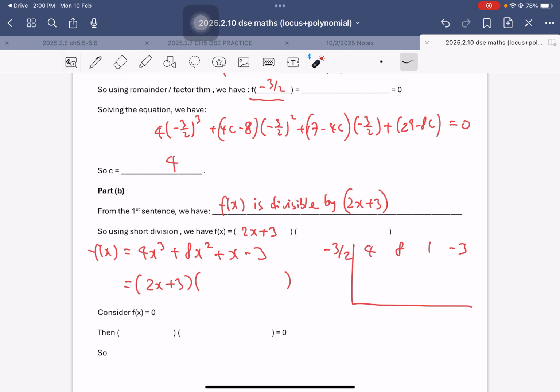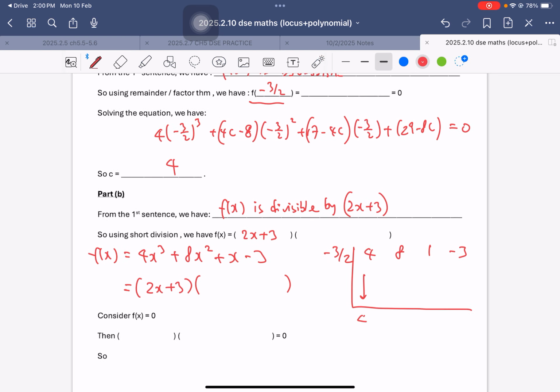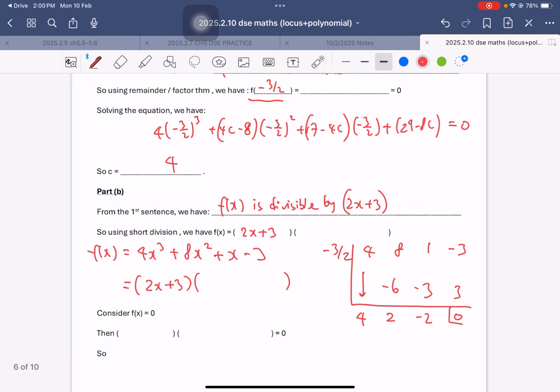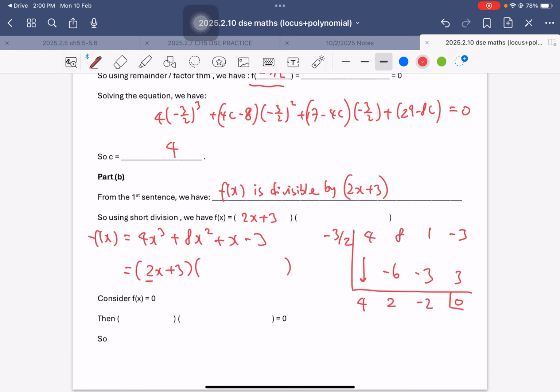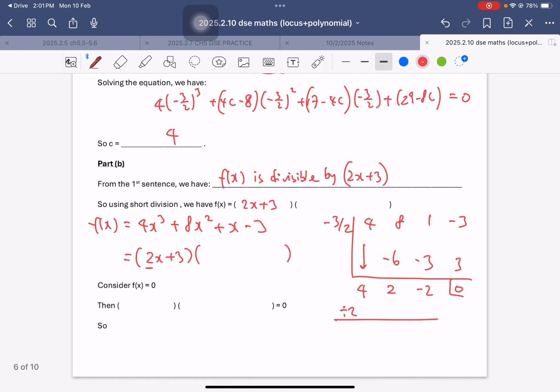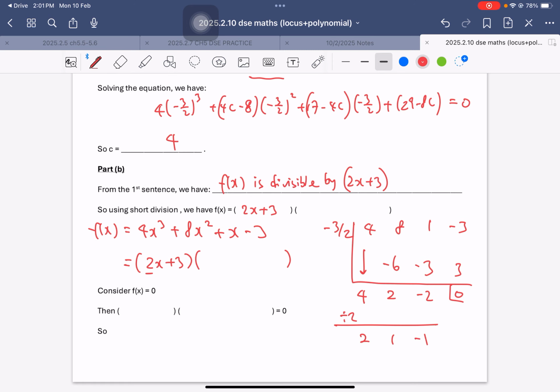Okay, remember how to do the short division? Put it down, becomes 4. And then times it, giving you minus 6. So plus together giving you 2. And then we have negative 3, negative 3. So finally I have 3, and then we have 0. Am I finished? No. If the number in front of the x is not 1, you need to divide by that number as well, remembered? So this is 2, 1, negative 1. So this means the quadratic equation is going to be 2x squared plus x minus 1.